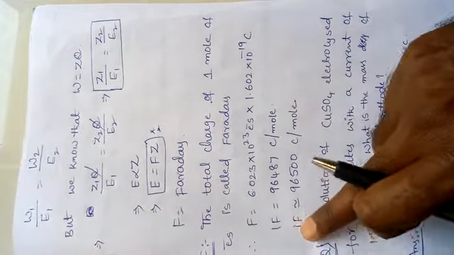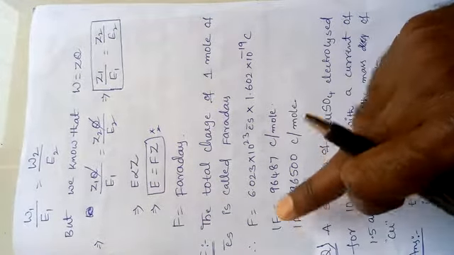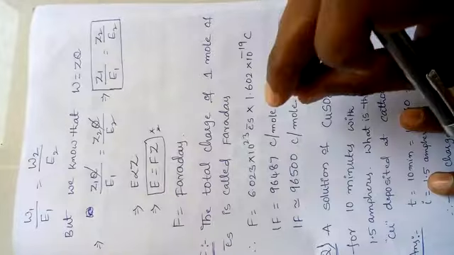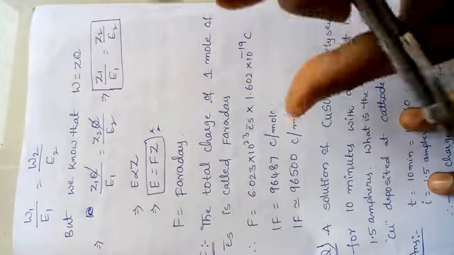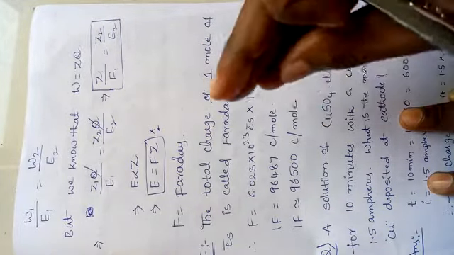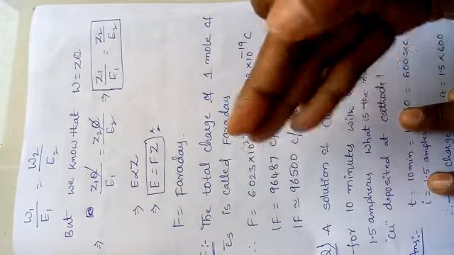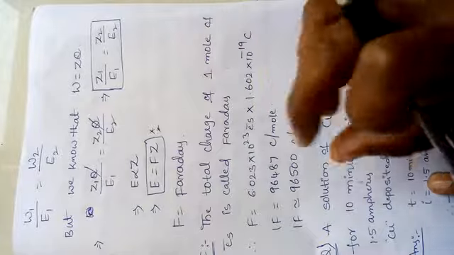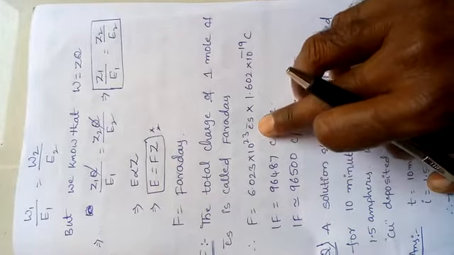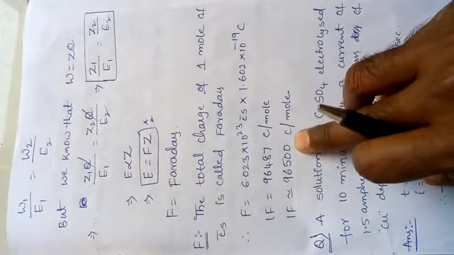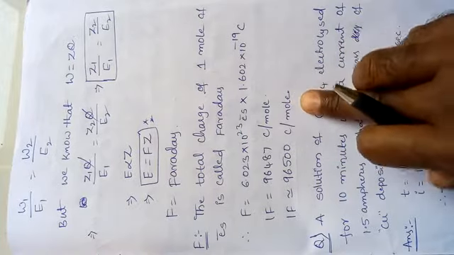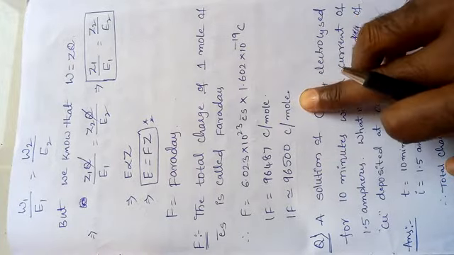This is the value of 1 Faraday. Simply remember that 1 Faraday means the charge of 1 mole of electrons. Whenever anyone asks what a Faraday is, the simple answer is that the charge of 1 mole of electrons is called a Faraday. This is the value of Faraday, 96500 coulombs per mole. This is Faraday's second law and first law.